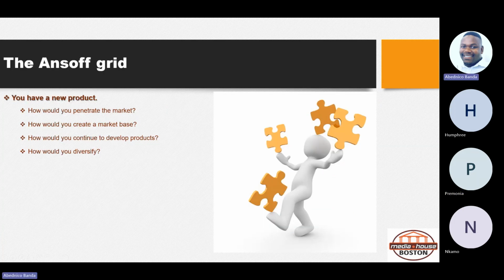All right. Let's have a look at the Ansoff grid. And it's a class activity. How would you penetrate the market based on your understanding, guys? Let's say you've got a product right now. How would you penetrate the market? Or let me put it in a very simple way. Nkamo, you want to say something?